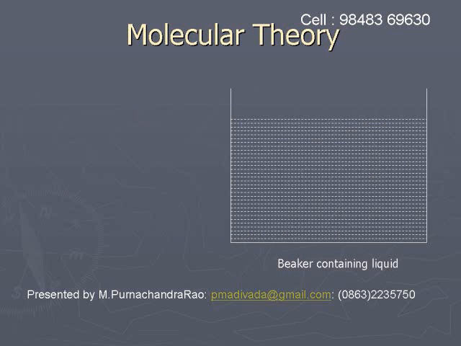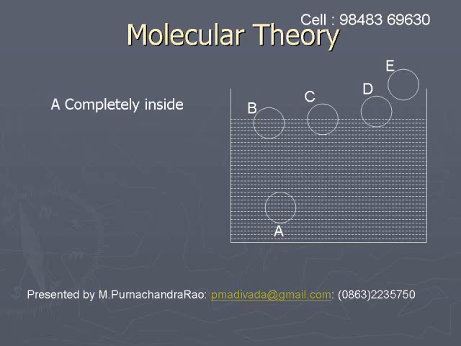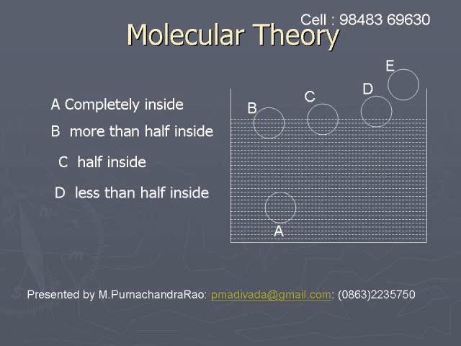Molecular theory of surface tension. To understand this, let us take the figure. Imagine that figure as a trough containing some liquid, and the circles A, B, C, D, E represent 5 molecules. The molecule A is completely inside the liquid. The molecule B is in the surface of the liquid with more than half inside the liquid. The molecule C is also in the surface with half inside, half outside. Molecule D is in the surface with less than half inside, and E is the molecule completely above the surface of the liquid.